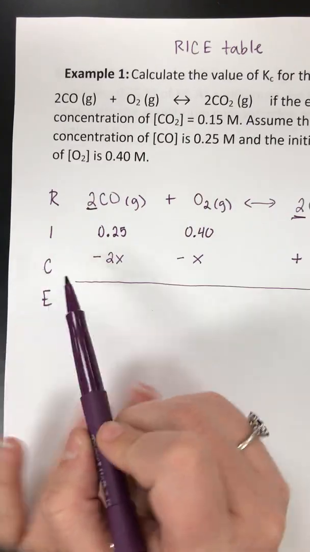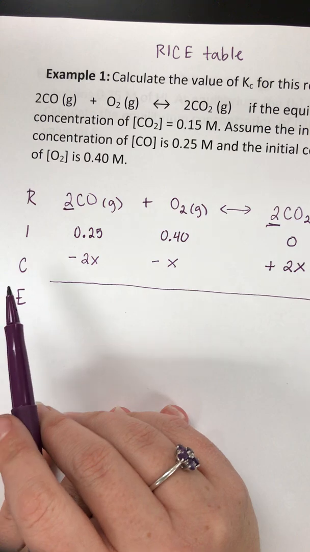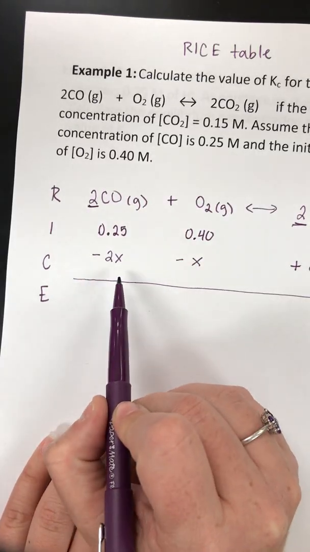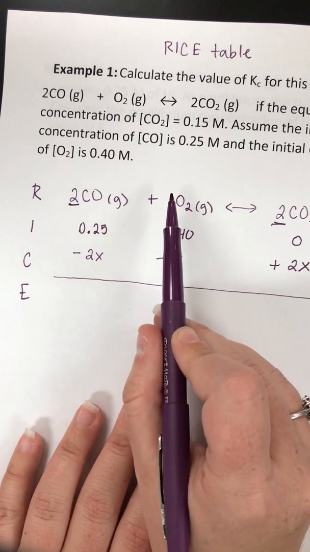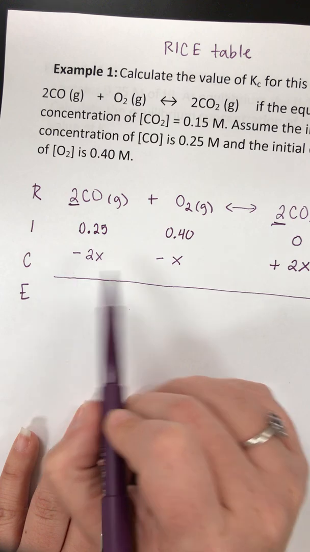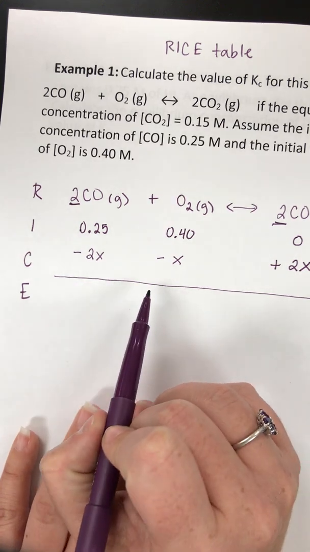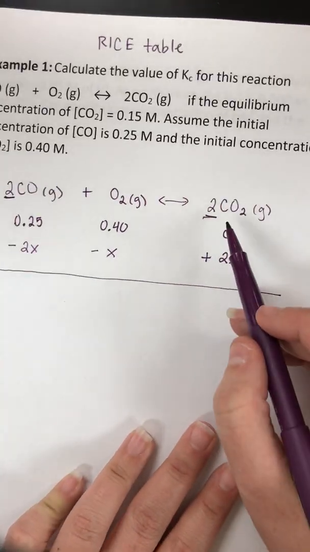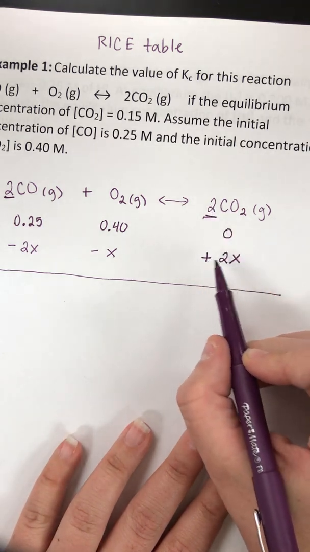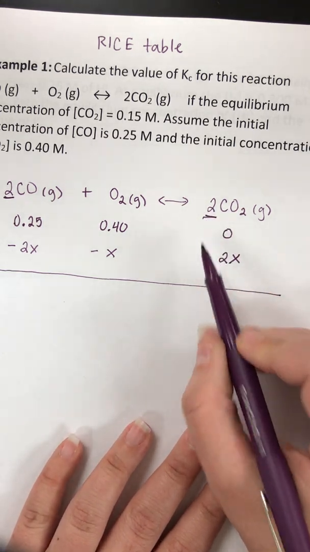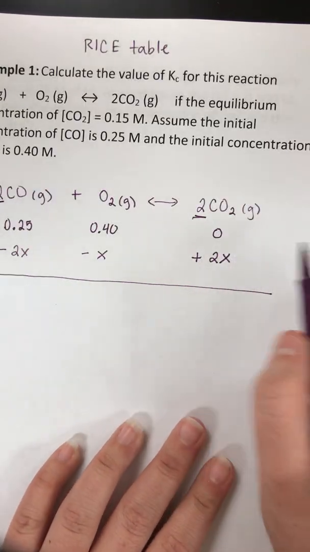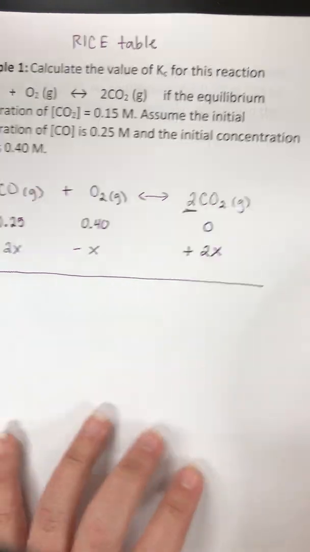C stands for change. You're going to change by an amount x. If there's a number in front, it'll be 2x. If this was a 3, this would be minus 3x. Whatever is in front is how many x's you subtract from the reactants because they're getting used. The products, you're going to add x. If there was a 1 in front here, this would be just plus 1x. If this was a 4, it would be plus 4x. Whatever that number is gets added on the product side. Same thing if there was another product.